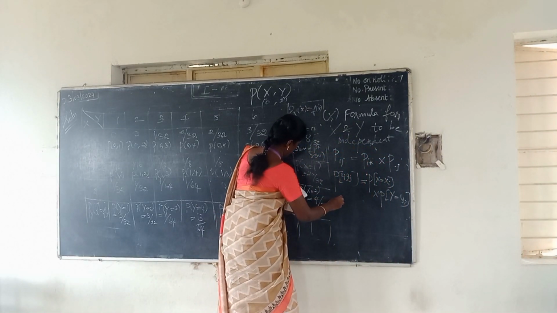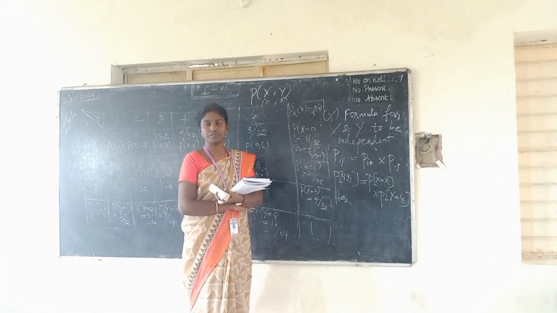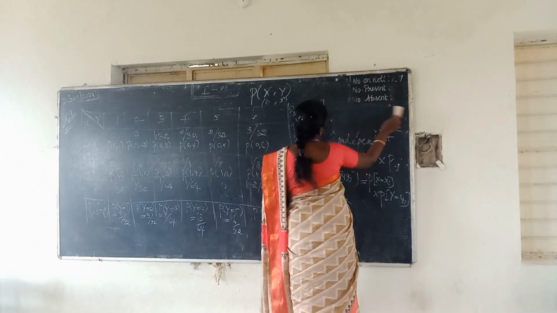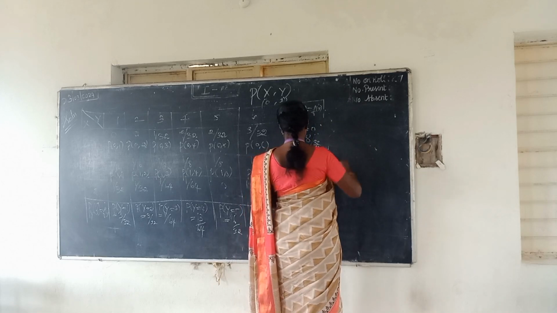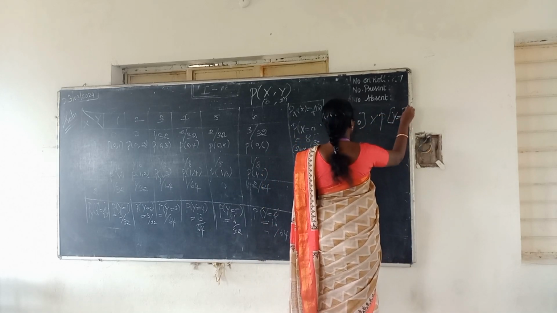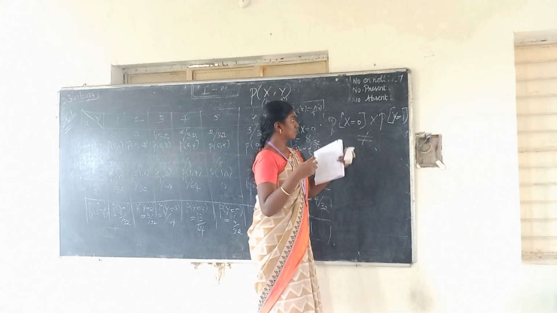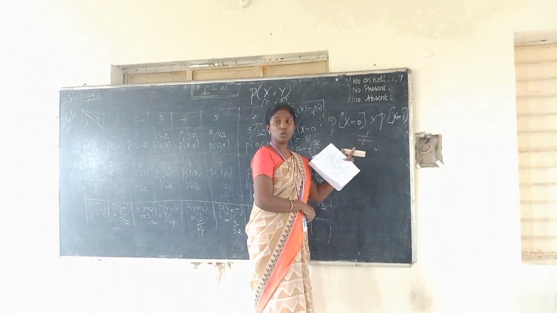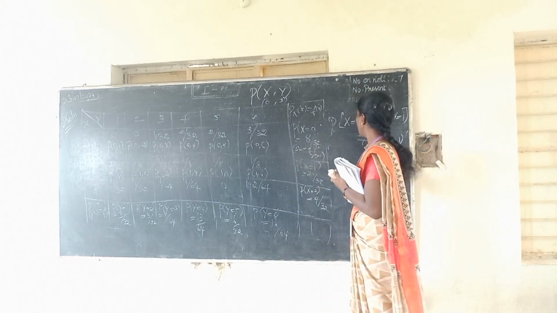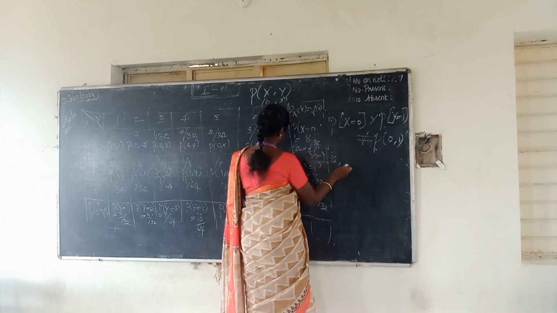So here, write down: here x and y are not independent, since P of x equal to 0 into P of y equal to 1 is not equal to P of 0, 1. They are not equal. P of 0, 1 is 0. But these are positive values while multiplying together. That is 8 by 32.